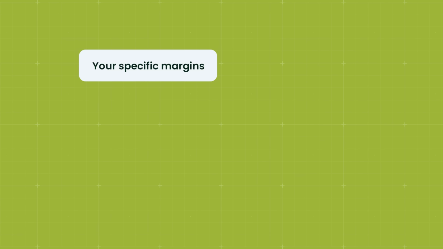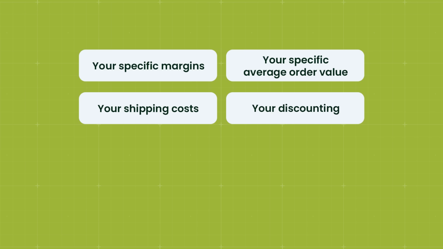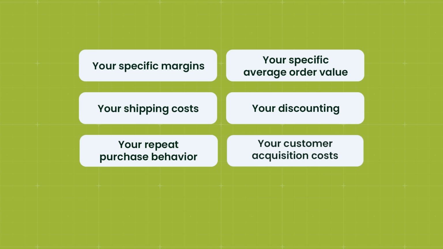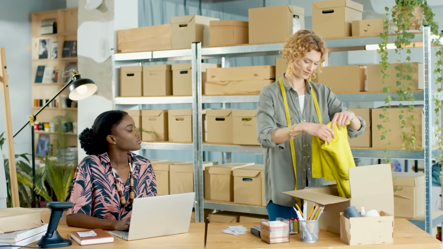If you have a 7x ROAS, how great a number that is for you will depend on your specific margins, your specific average order value, your shipping costs, your discounting, your repeat purchase behavior, your customer acquisition costs, your growth stage. Get what I'm saying? So yes, that 7x ROAS may be absolutely excellent, but it also may be less impressive depending on the specifics of your campaign. If it's mostly coming from branded search, if it's remarketing, if we're dealing with heavily discounted orders or very, very narrow margins.